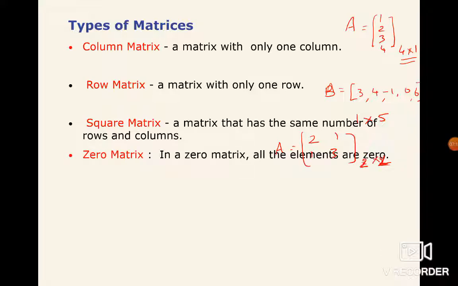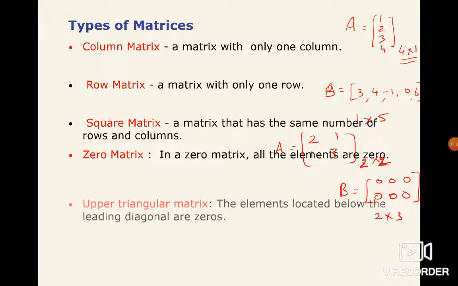Next is a zero matrix. If all the elements in the matrix are zeros, try your own example. 0, 0, 0, 0, 0, 0. So a size 2 by 3 matrix where all the entries are 0. So we call it a zero matrix.